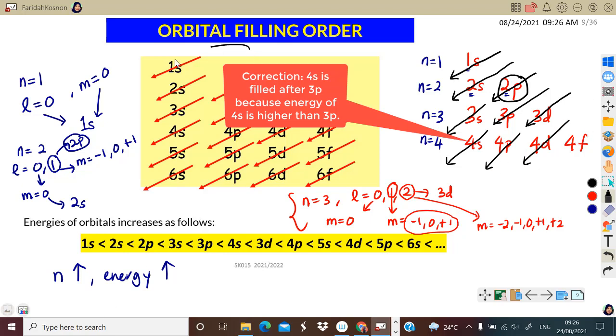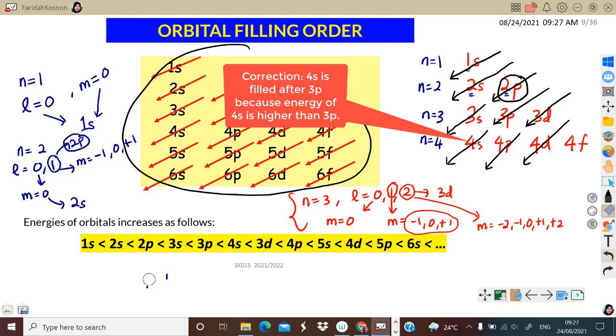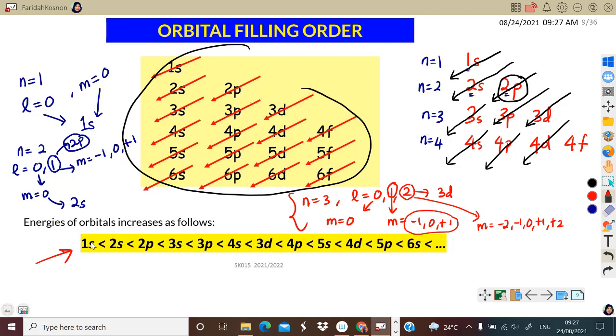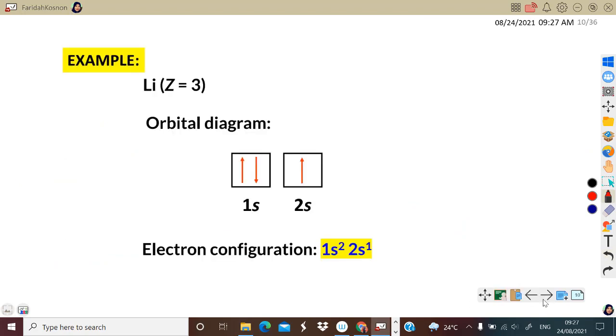Jadi, gambar rajah ini sangat membantu. So the order yang dekat bawah ini, you can see here the order given. Energies of orbitals increase as follows. So, 1s orbital has the lowest energy, followed by 2s, 2p, 3s, 3p dan seterusnya. Right? So, this is stated by the Aufbau principle. Okay, next.